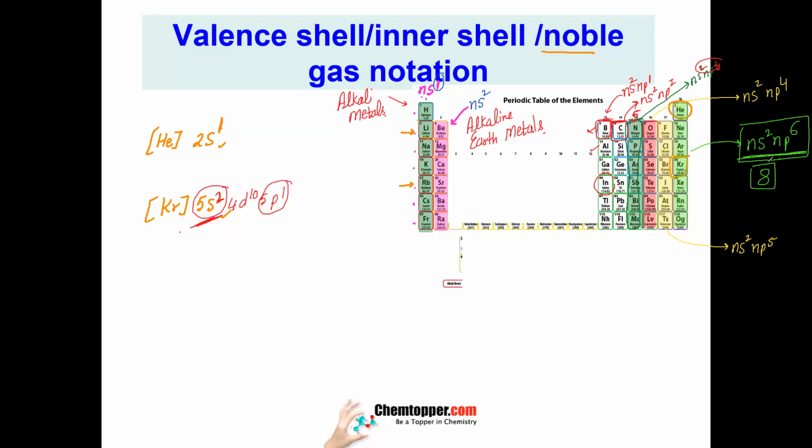Remember, I gave you a rule: exactly half filled and fully filled subshells. I said subshells. I didn't say shell over there. Shell is only of noble gases. Others are either exactly half filled or fully filled subshells. But only noble gases have completely filled shell with 8. And that makes them totally inert, non-reactive, right?